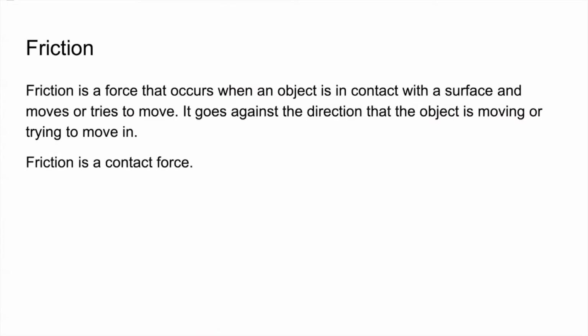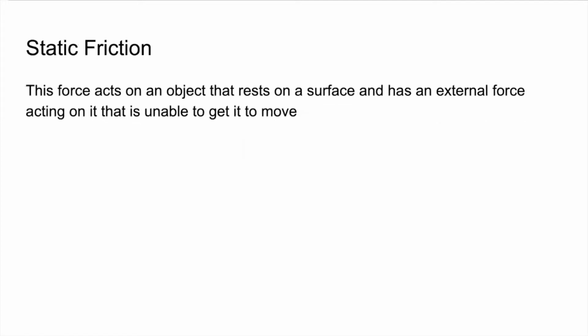Friction is a force that acts upon an object when the object touches a surface and moves or tries to move. It always goes in the direction opposite of the direction that the object is moving or trying to move in. In this video, we're going to be exploring two types of friction, static and kinetic. Static friction acts on an object that is not moving and is trying to move.